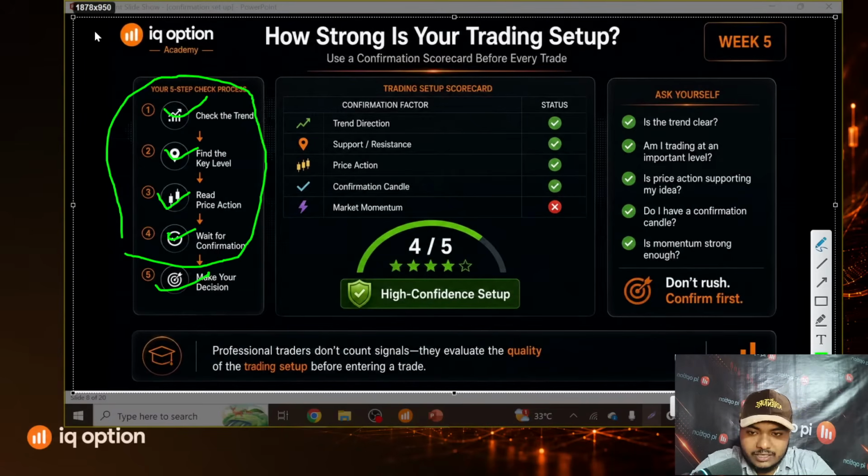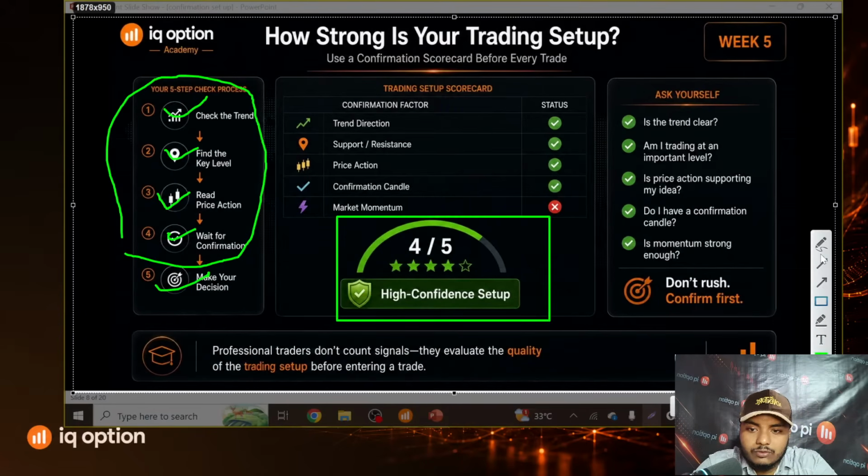If you're still losing after finding all the things and following all the things in the market, then you have to focus on your emotions. In our next webinars we're going to talk about capital management, emotion, and psychology. So guys, stay tuned. If you follow all the things here, your setup will be 4 out of 5.